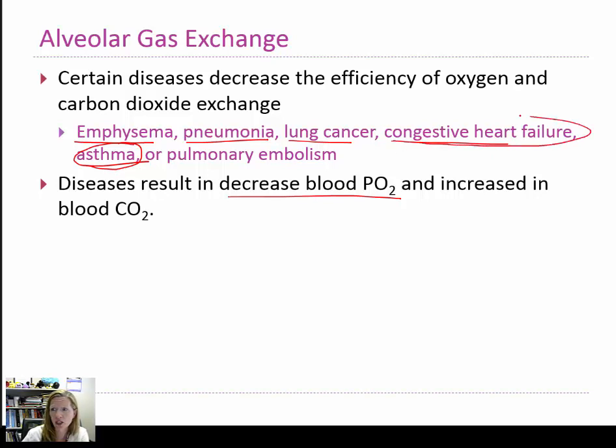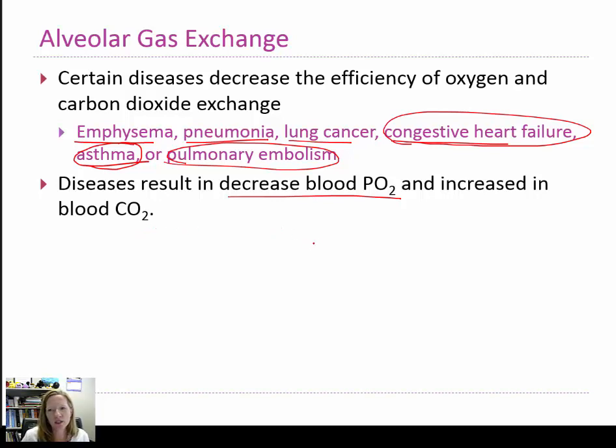Anything that affects perfusion, any of these are going to cause issues. It causes a decrease in blood O2. It causes an increase in CO2. So hopefully I got that one right.